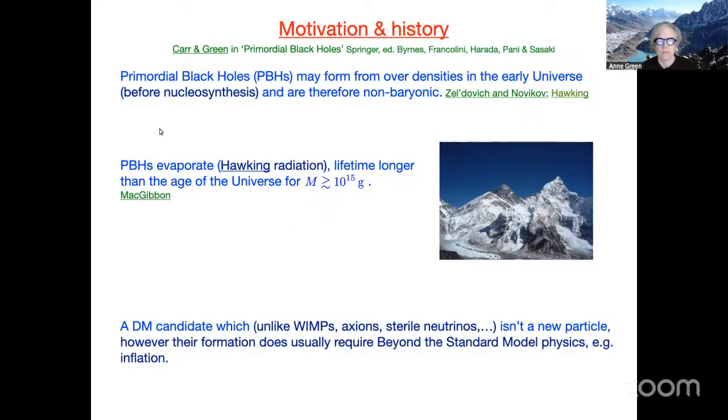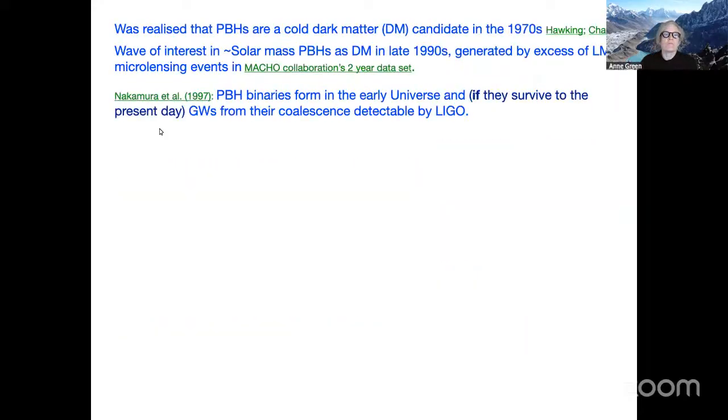They are very different from most dark matter candidates, the ones that are typically considered like WIMPs, axions, and sterile neutrinos, in that they're not a new particle. Sometimes people say that means they have the advantage that they don't require beyond the standard model physics. However, I think that that's probably not quite true. Generating the large overdensities you need to form them typically does require some sort of beyond the standard model physics, for instance, inflation.